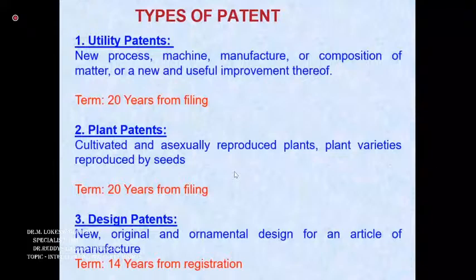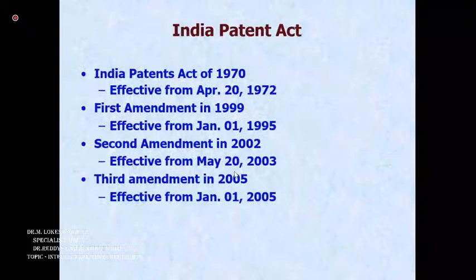So now we have discussed what a patent is, what use it is if you have the patent, what we can do with the patent, and the different types of patents. Now again I am telling you, it is territorial based. In India, our first Patent Act came into effect on April 20, 1972, and the act was initiated in 1970.